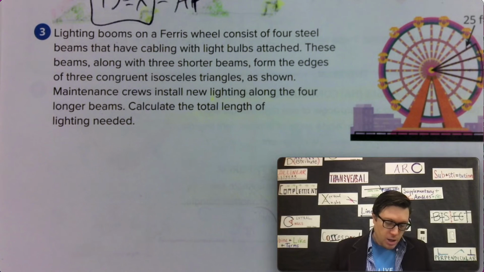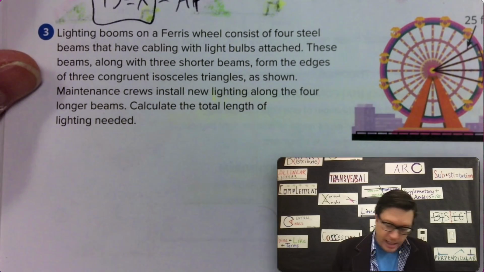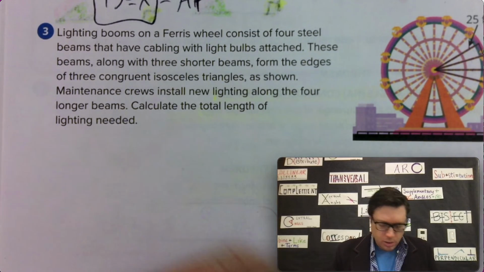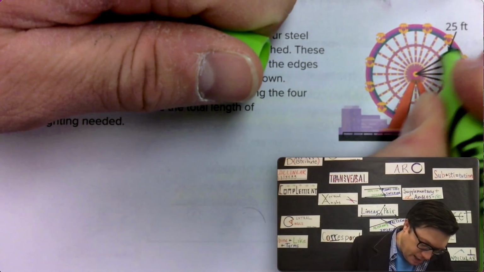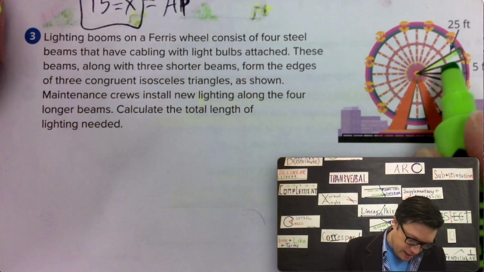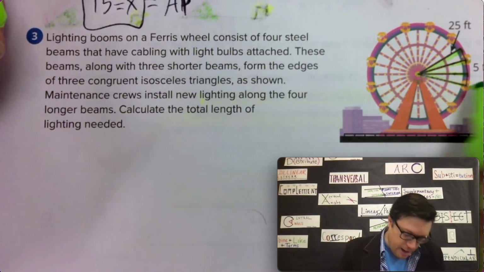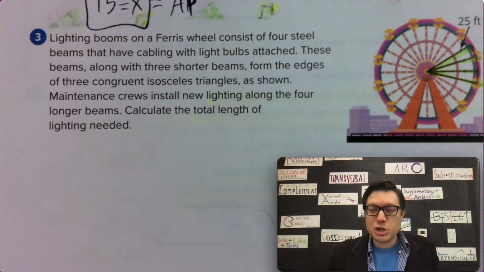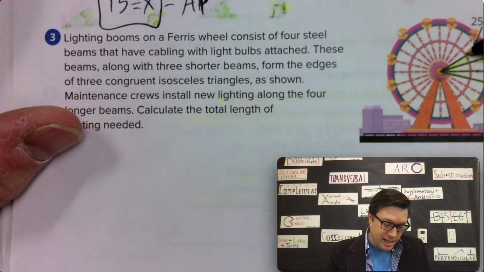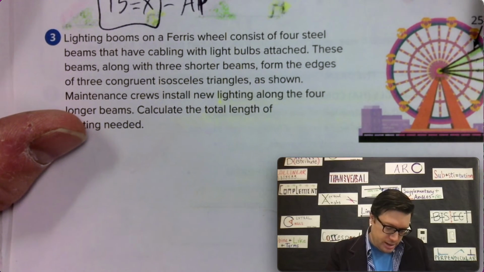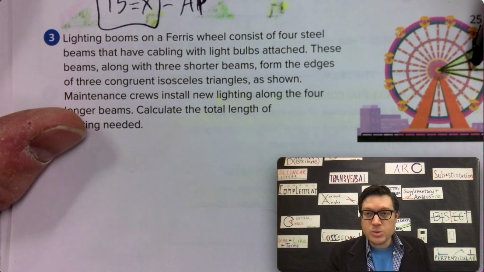So one thing that I know is that if they're installing lighting along the 4, I'm just going to make sure it's visible. So they're going to put lighting here. They're going to put lighting here, and lighting here. And you know what? It's an isosceles triangle. That means that this leg is the same as this one. This one is the same as this one. This one is the same as this one.